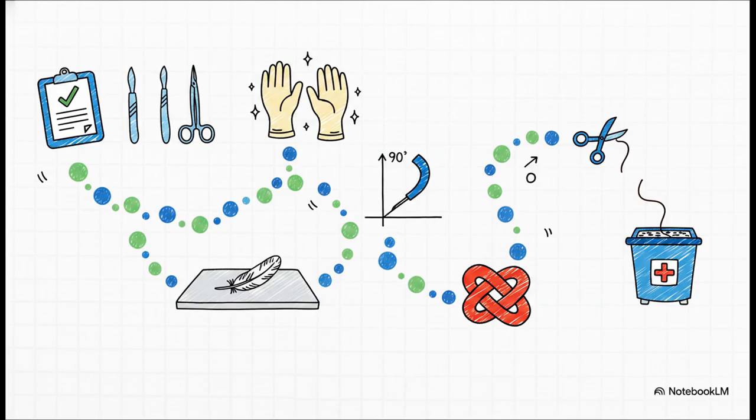You also need a secure square knot, proper spacing, and you even have to get the finish right, cutting the suture tail to approximately 5 millimeters and safely disposing of your sharps.